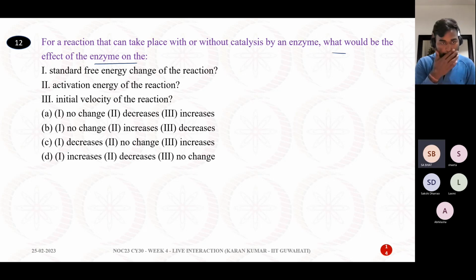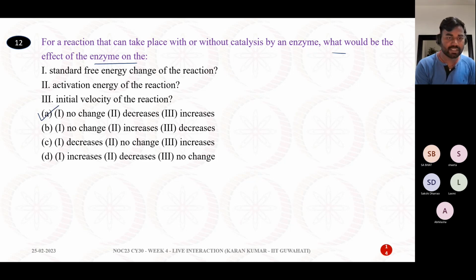So enzyme will have no effect on the free energy change. On the activation energy, it will decrease the activation energy, and it will increase the initial velocity of the reaction, because initially more and more enzyme will be free of the substrate. As the reaction progresses, more substrate will be bound with the enzyme, and therefore the reaction rate will increase. Very good. The answer is correct.